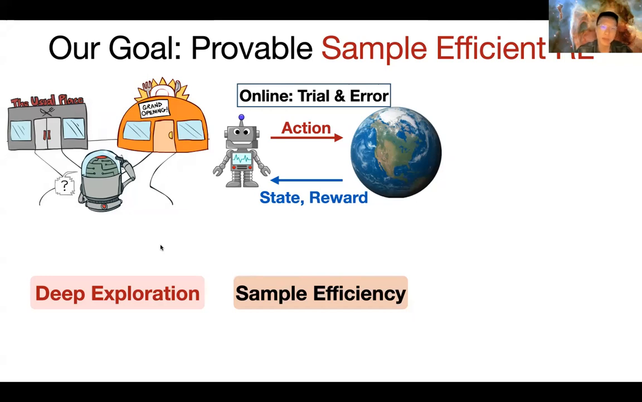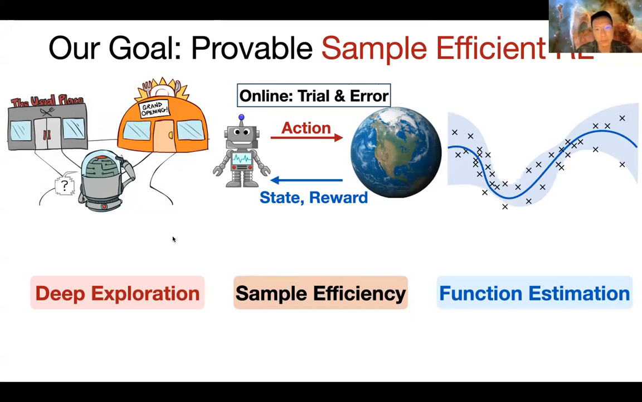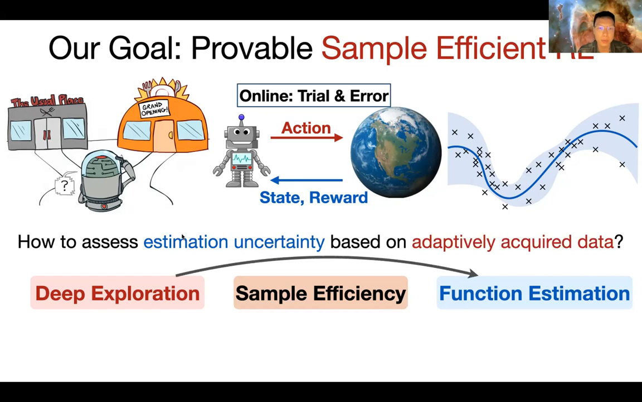Another source of challenge comes from high-dimensional inputs. Because we want to deal with high-dimensional inputs, the number of all possible states can be infinite, and we need to use function approximators to extrapolate information among states. So in particular, to achieve sample efficiency in this online setting with large state spaces, there are two coupled challenges.